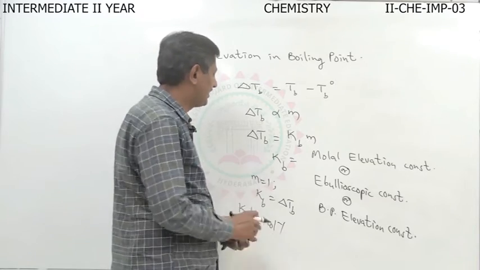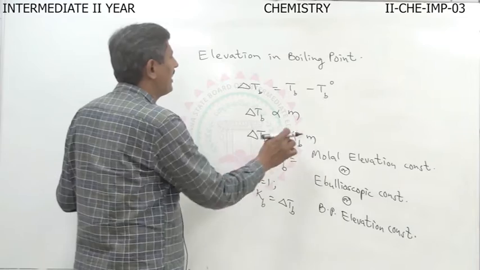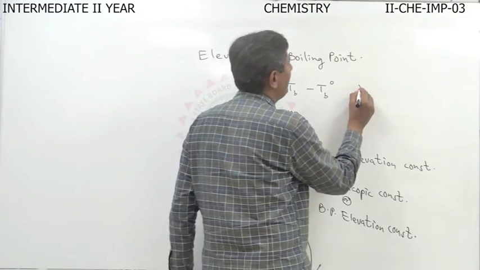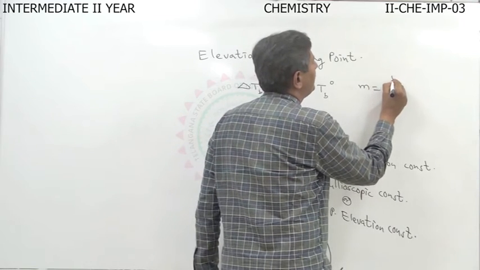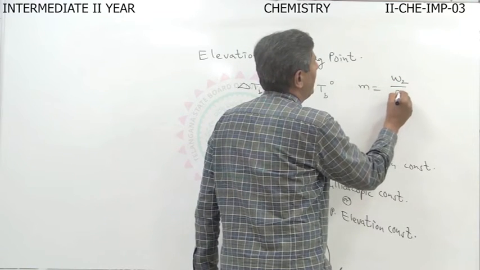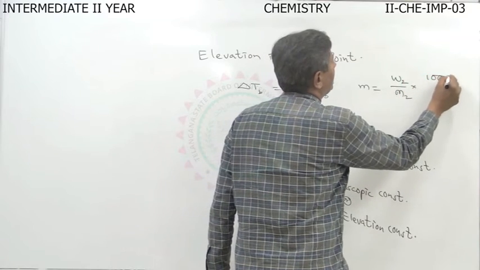Sometimes they ask for its units, which are kg per mole. This is about the ebullioscopic constant. If you substitute the m value, what is the m value? Molality is equal to W2 by M2 into 1000 by W1, as we have seen.